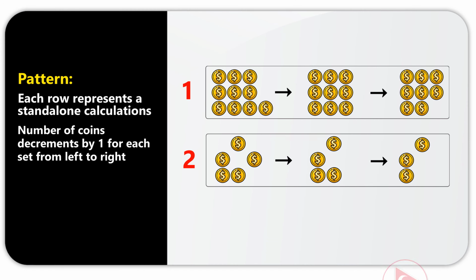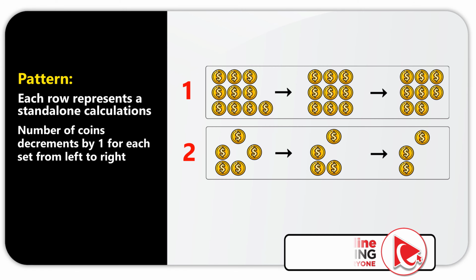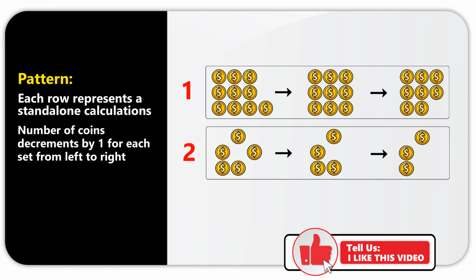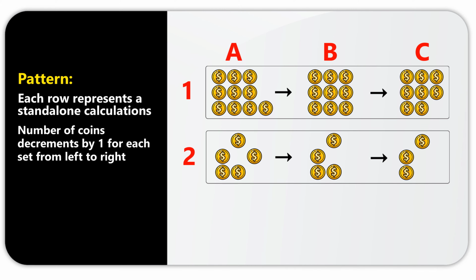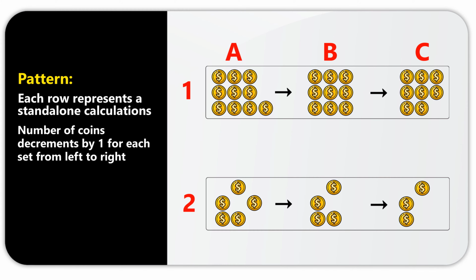Let's look at the specific example, and to make it easier, let's assign letters to each column in the set. We will have columns A, B, and C. Let's look at the first set in the row 1. When we start with the area A1, we have 10 coins. As we move to area B1, we have 9 coins. In the area C1, we only have 8 coins. So you see, this is how decrement by 1 works.